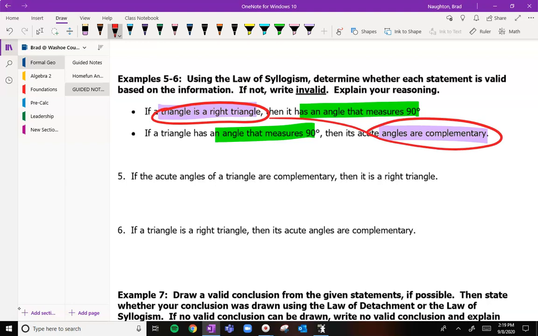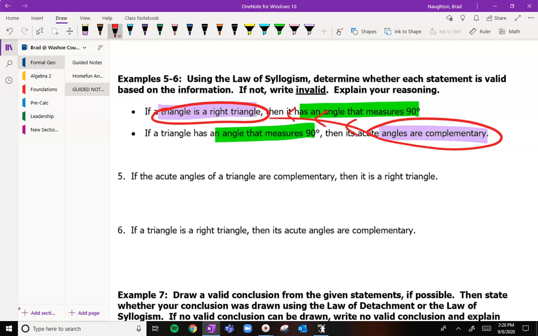Now, this is true on a side note because there's only 180 degrees in a triangle. So if one angle is 90, then the other two have to add up to 90. So this is just a true statement all around. Okay? But because we're trying to connect the front and the last statement, that is syllogism. So if I go this way, if it's a right, excuse me, I had that backwards. I was thinking of the next one.